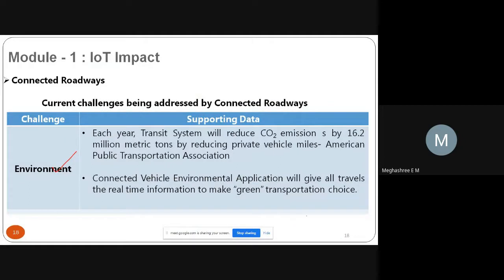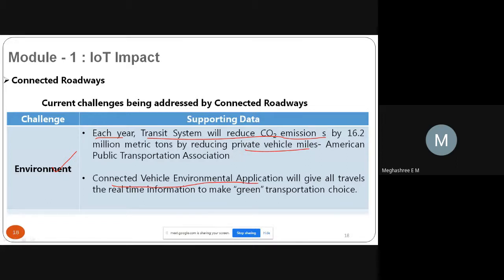And the third one is environment. There was a study done by the American Public Transportation Association. According to this association, each year transit systems reduce carbon dioxide emissions by 16.2 million metric tons by reducing private vehicles. So how is it done? By using the connected vehicle environment application.